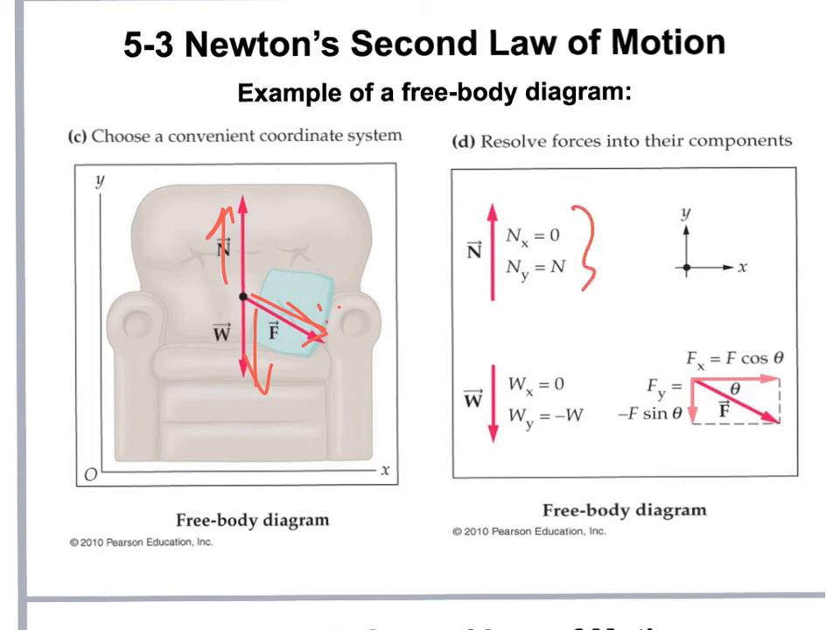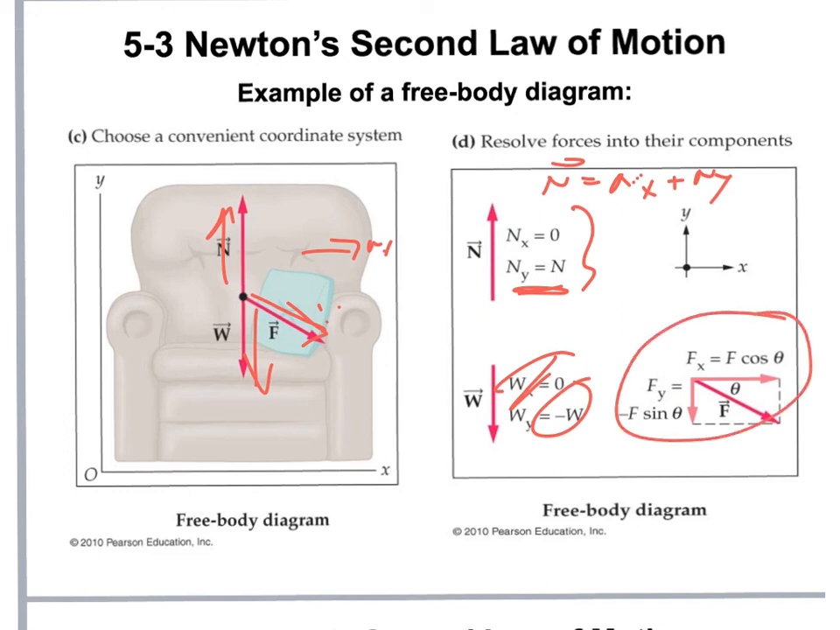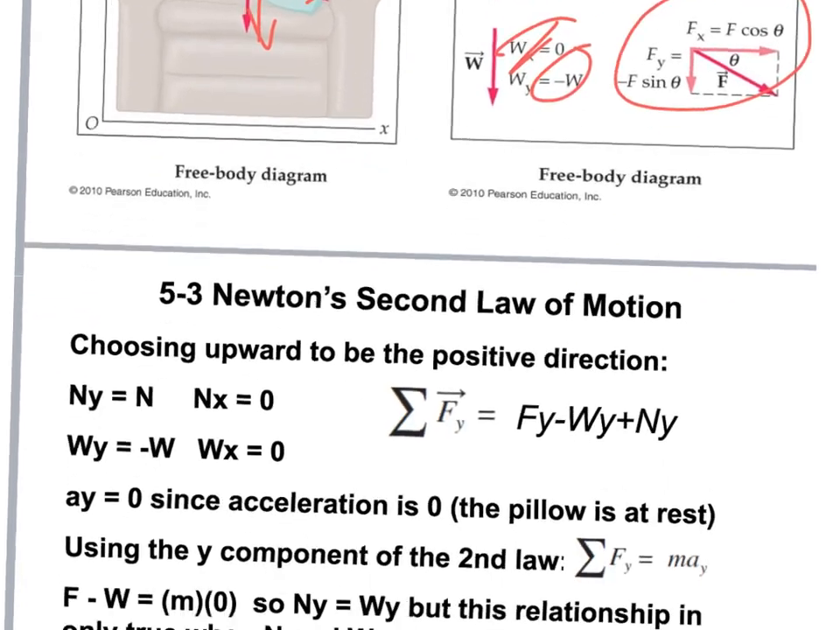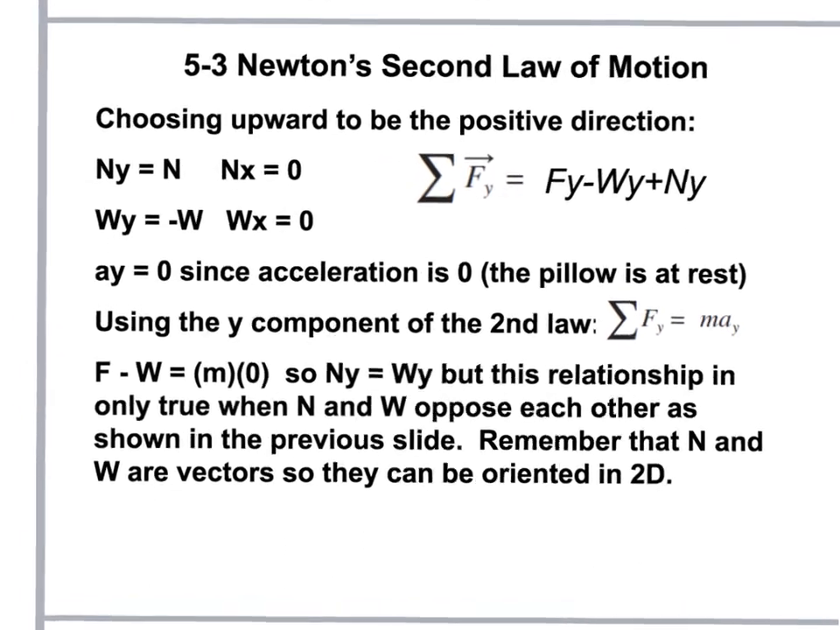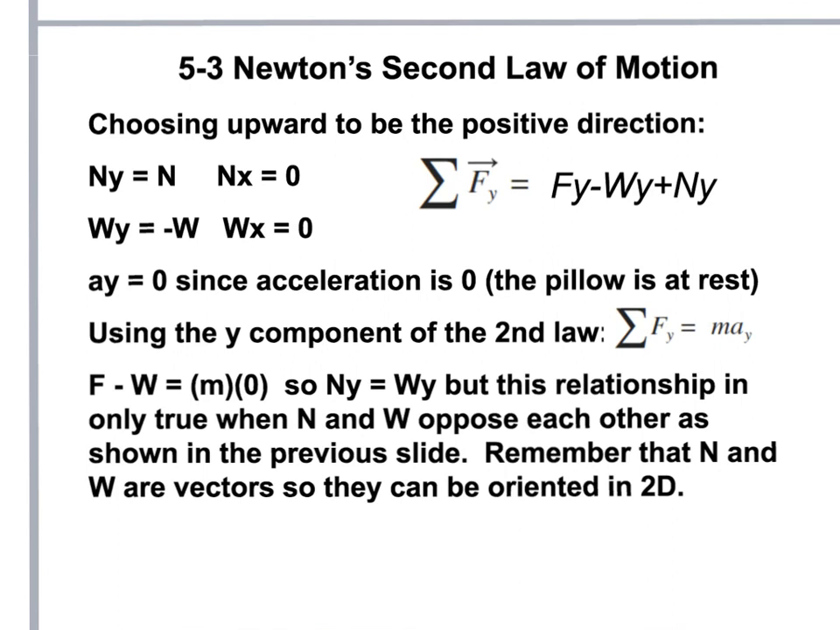So N sub x is 0. There's no value of N over here, but N sub y is the full amount of the normal force. So again, recall the relationship here. And then same thing with weight. Weight's a force, and it's only acting in the negative y direction. So W in the x direction is 0. And then we have our force in the familiar form that we saw in chapter 3. So choose upward to be positive. We have N positive and W down.